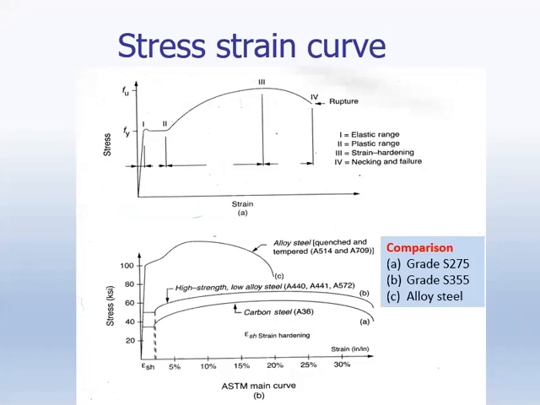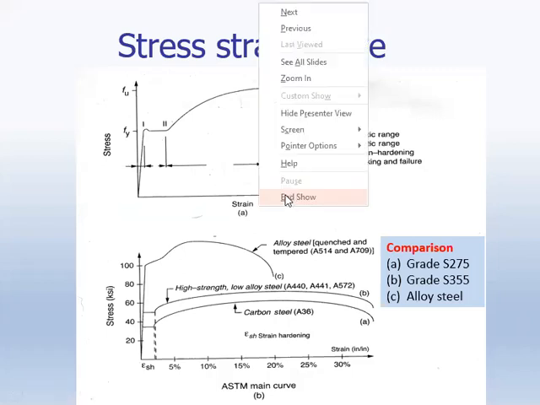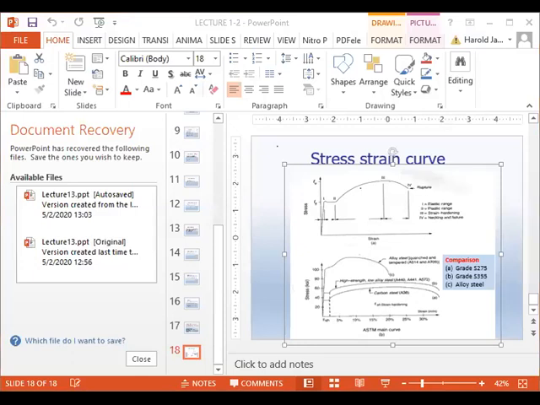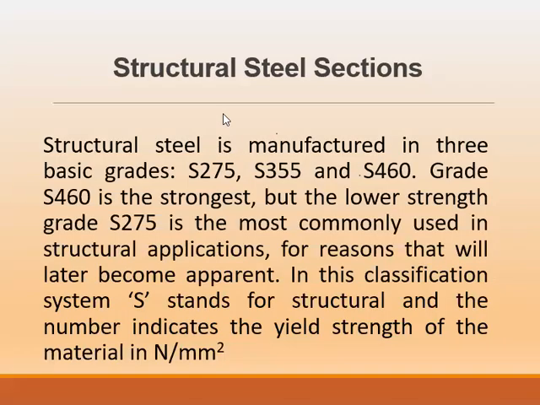I will explain later in the coming slide the meaning of this yield strength as well as the ultimate strength of the steel. Okay, we shall see it in the coming slide, right? So let's look at this now. So we have the structural steels. Any question? Okay.